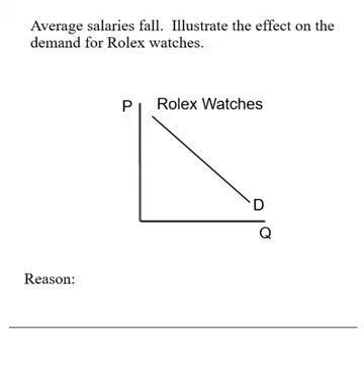Now we're going to practice doing some of the demand shifters. So I thought we would do the first one together just so that you're setting up all of the labeling properly. And then you'll go ahead and do the next 3 on your own and we'll check your work at the end. The first scenario says, average salaries fall. Illustrate the effect on the demand for Rolex watches.